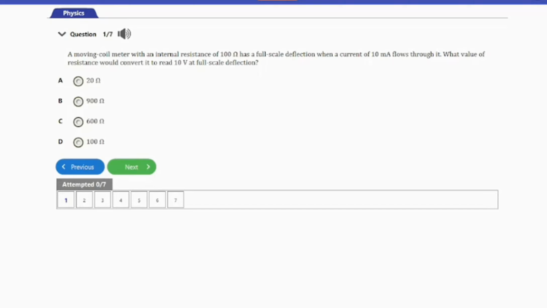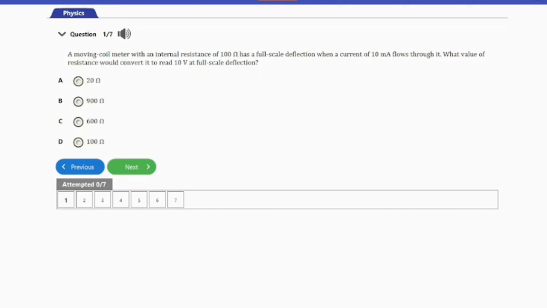It says, a moving coil meter with an internal resistance of 100 ohms has a full-scale deflection when a current of 10 milliamps flows through it. What value of resistance would convert it to read 10 volts at full-scale deflection?